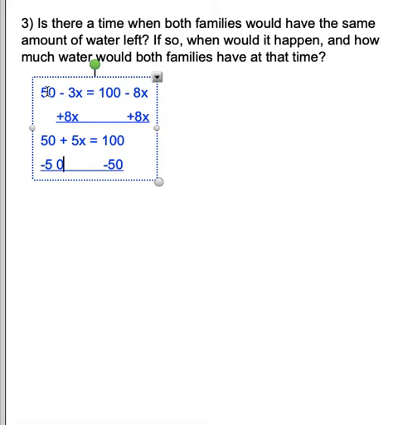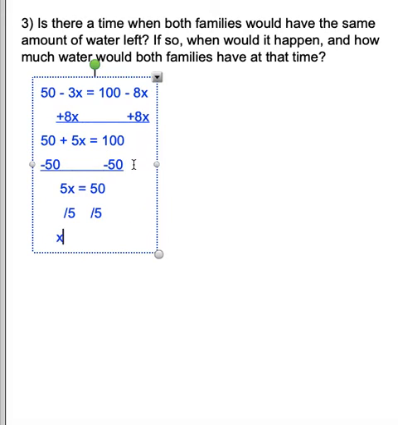And so even if our work looks different, we will still have the same result as long as we solve correctly. So now I have 5x equals 50. And then I would want to divide both sides by 5 to get rid of that multiplication of 5. And so I would come up with x equals 10. So the x, remember, was number of days. So after 10 days, we need to also find out how much water do they have left.